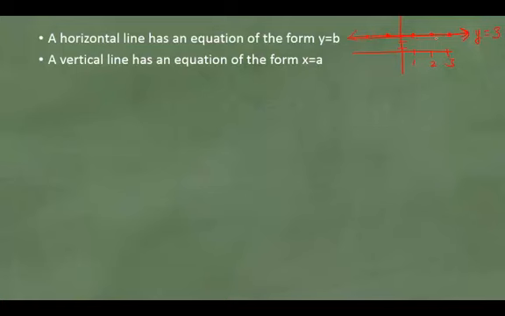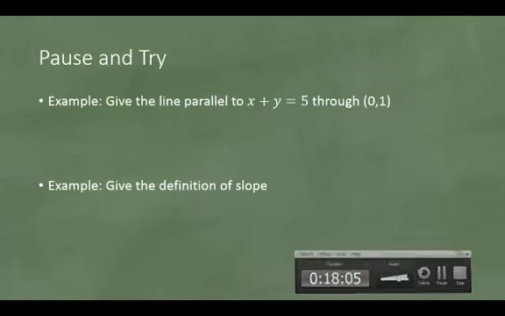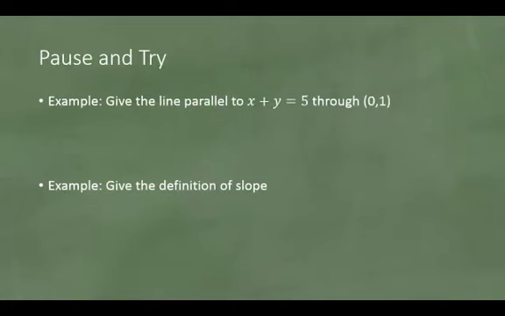A vertical line is similar, but what's the one thing that stays constant here? The y values are different, but what's always the same? The x value. This could be 1, 2, so the equation of this line would be x is equal to 2. The only thing that matters is that x has to equal 2 there. The only thing that matters here is that y has to equal 3. Now pause the video and try these on your own.